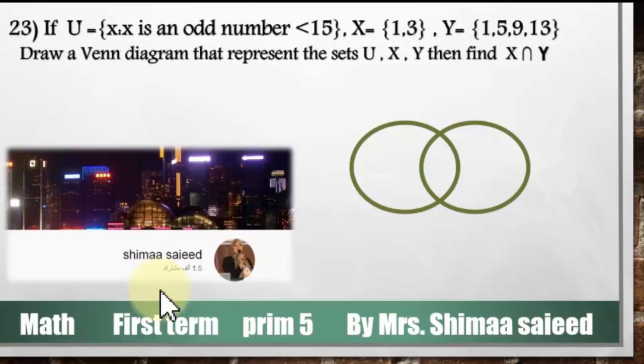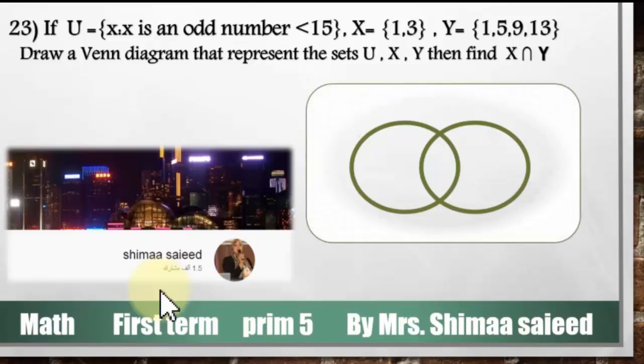If the universal set equals x such that x is an odd number less than 15, x equals the set of 1 and 3, y equals the set of 1, 5, 9 and 13, draw a Venn diagram that represents the sets U, x, y, then find x intersect y. Firstly, we will draw the universal set. The set of odd numbers less than 15 is 1, 3, 5, 7, 9, 11, 13.